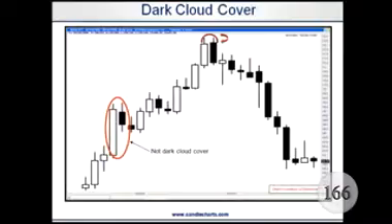Remember, with the dark cloud cover, where does the black candle have to get into? Halfway, right. And if it doesn't get halfway into the middle of the white candle, we want to wait for a confirmation for it to get below the middle of the white candle, which didn't happen, by the way.